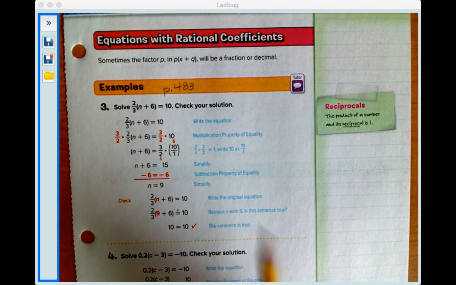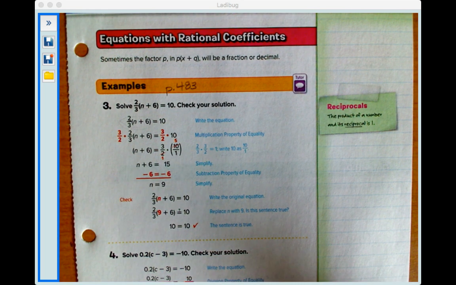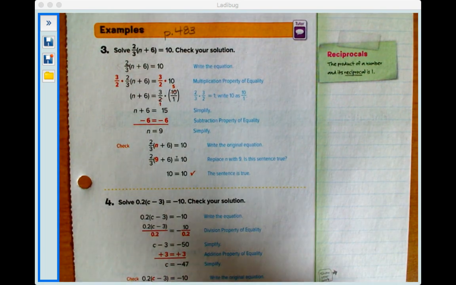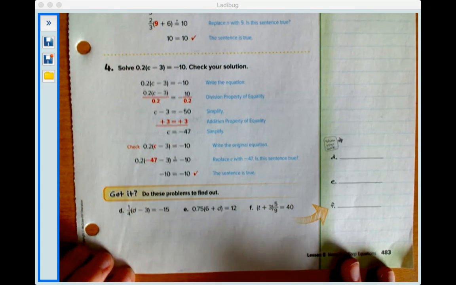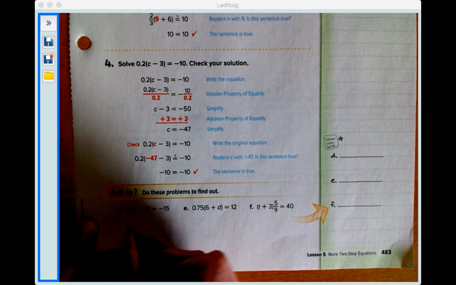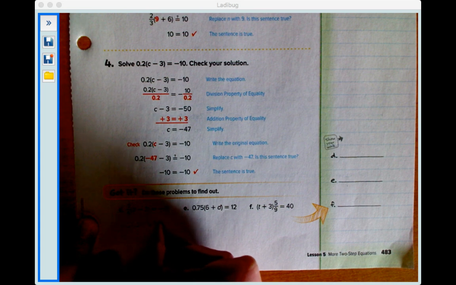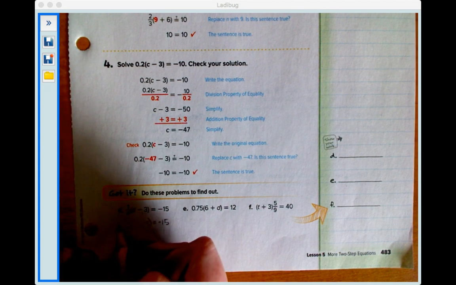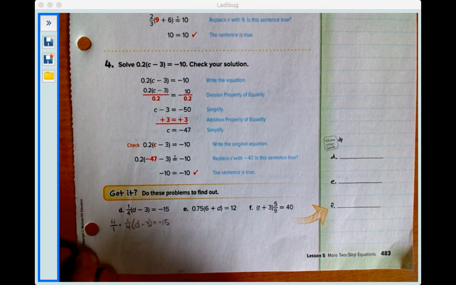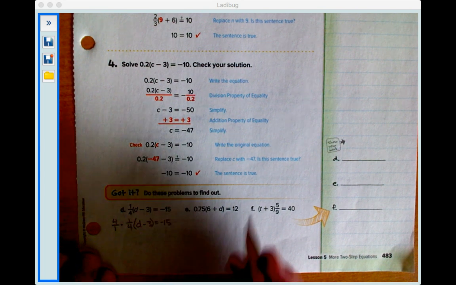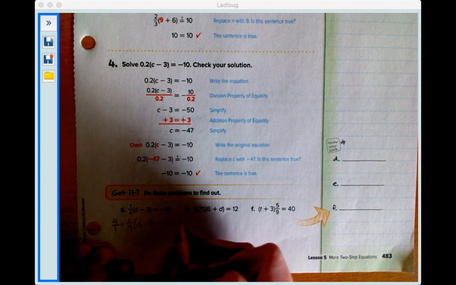So let's practice from an example 3 to a letter D and a letter F, because those both have fractions in them. Then we'll go back and look at 4 and do letter E. So, letter D. We have 1/4 D minus 3 equals negative 15. To get rid of this 1/4, we need to multiply and flip. So we multiply by 4 over 1 because it is the flipped version on both sides.